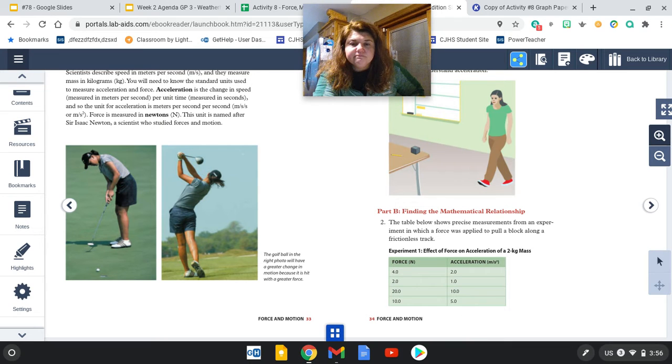So that's what this information is saying. And we're going to see how, if we change the amount of force that was being used, it's going to change the acceleration. So that's the information we're going to look at.